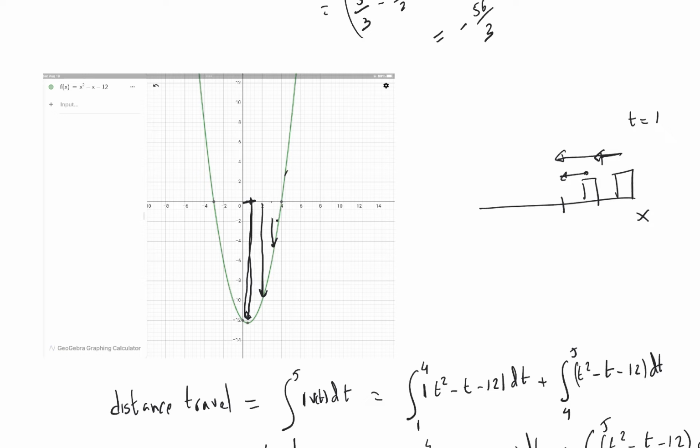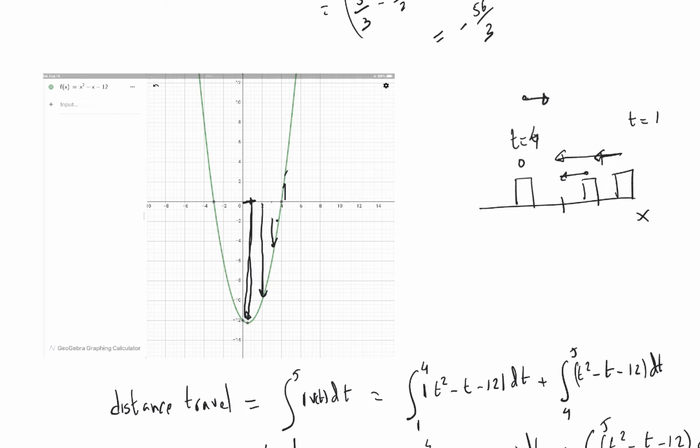And when t equal 4, the velocity is 0. And when t is a little bit more than 4, the velocity is positive. So at t equal 4, the velocity is 0, and after that, the object will move to the right, and the velocity will become positive.